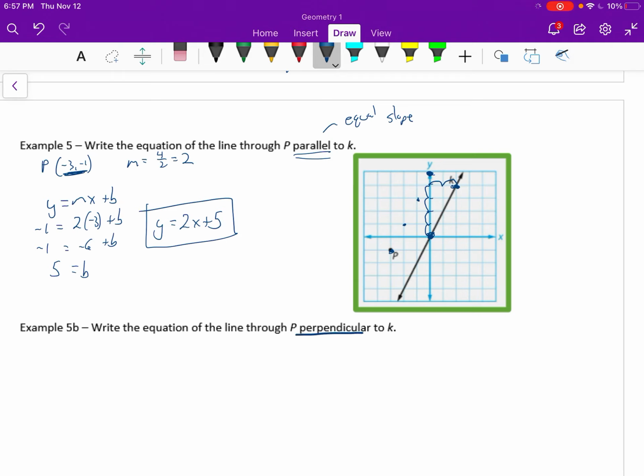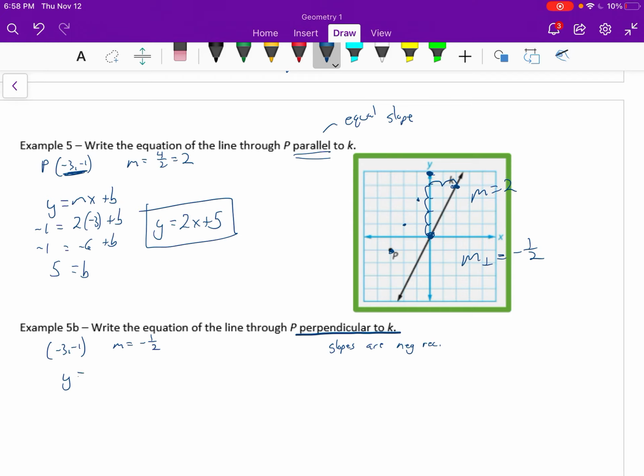Now, through P, but perpendicular to K. Perpendicular means the slopes are negative reciprocals. The slope of the line in the graph was 2, while the slope of the line perpendicular will be -1 over 2, the opposite reciprocal or negative reciprocal. So we have the point, it goes through -3, -1, and it has a slope of -1/2.